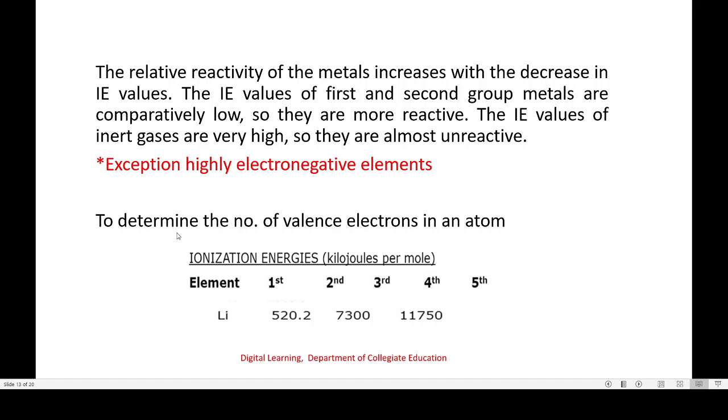And the next application is to determine the number of valence electrons in an atom. We can find out the number of valence electrons by knowing the ionization potential. For example, lithium has a first ionization energy of 520, second 7300 kilojoules per mole, and third 11,750 respectively. This shows that removal of one electron is very easy from lithium, which clearly says it has only one valence electron, or only one electron is present in the valence shell.